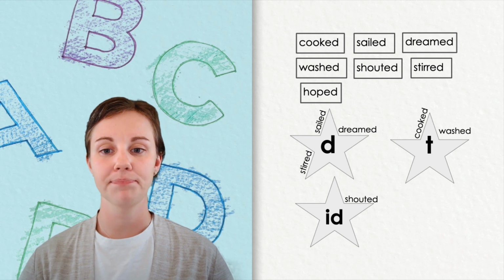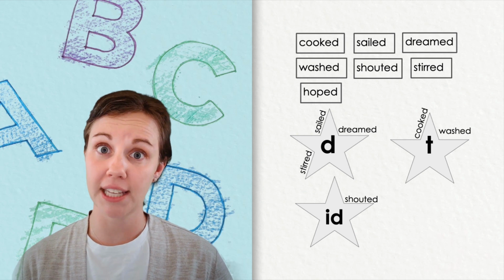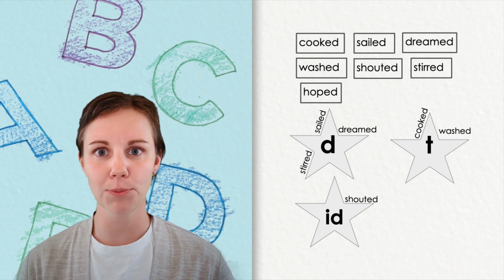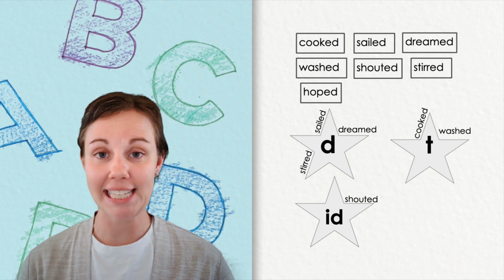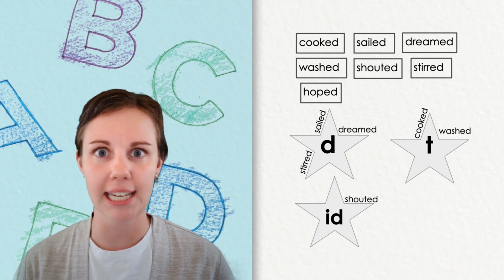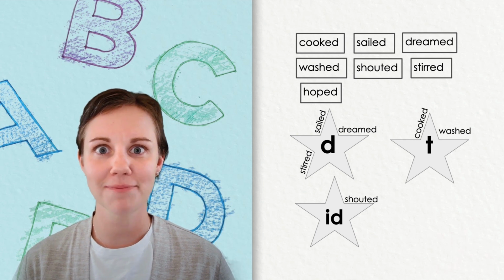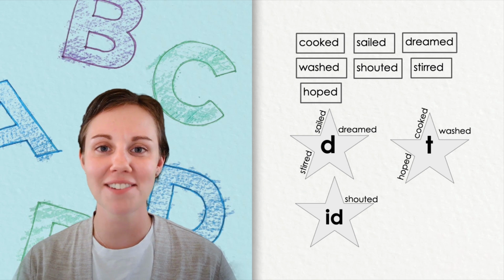Here's another one. This one looks a little tricky because it's using that magic E pattern with the suffix. What could the base word be here? Hope. When we put ed on, we don't need another E. We read it as hoped. I heard the T right away. There it goes on our star.